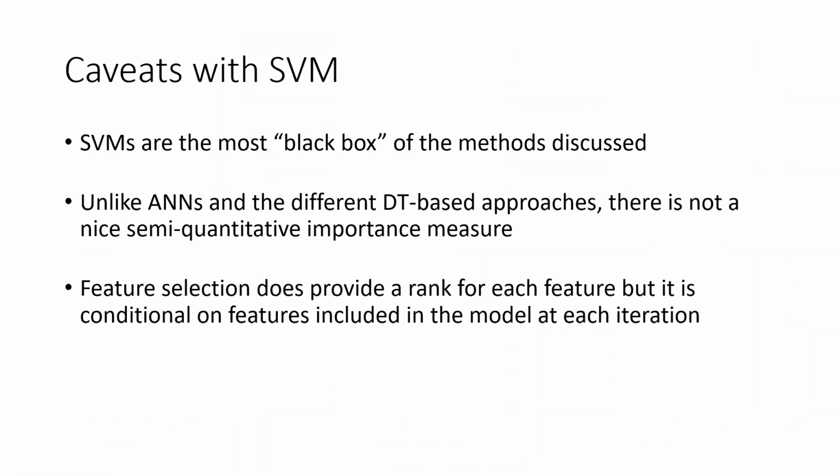As I said, these are the most black box of the methods that we've discussed, and probably the hardest ones for collaborators who are uncomfortable with not knowing what the model is actually doing to digest. The other thing is, unlike the neural nets and the decision tree approaches that we discussed, there isn't a good semi-quantitative feature importance measure. Yes, you get an absolute ranking, but it doesn't tell you the relative quantitative importance of those things. The other thing is, because we're doing feature selection, the rank that we get is conditional on the features that are in the model at that given iteration. So essentially it's a discontinuous process, and for all you know, if you had removed a slightly more important feature earlier on, then your ordering of feature importance would have been very different.